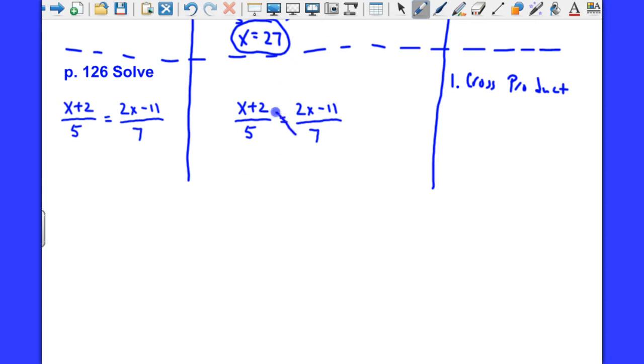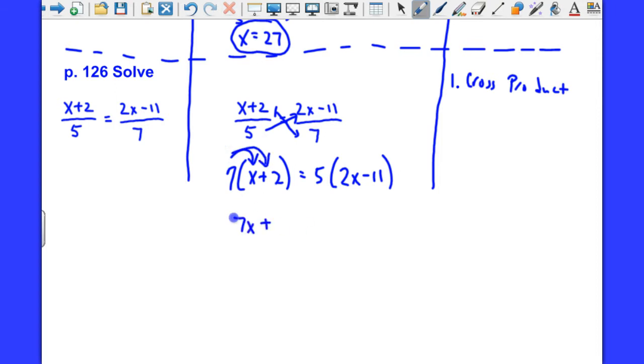Anyway, so I'm going to cross multiply here. I have to multiply this x plus 2 times 7. Now when you do that, you have to write the x plus 2 in parentheses, because all of the x plus 2 is being multiplied by 7, not just the x and not just the 2. So you have to put that in here because we're going to have to distribute that. And then on the other side, we're multiplying 5 times 2x minus 11. So everything in 2x minus 11 is being multiplied. So when I distribute, simplify here like we learned in chapter 1, 7x plus 14.